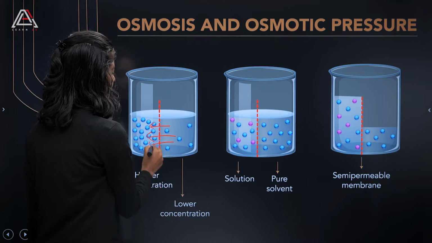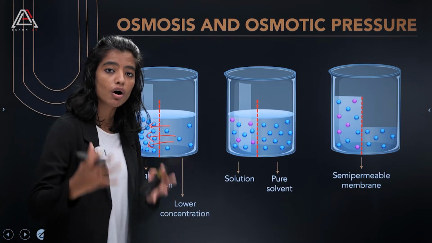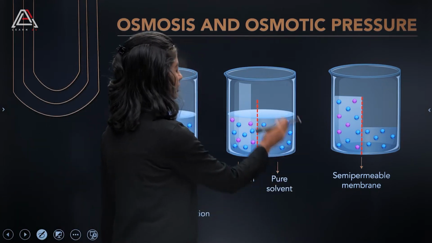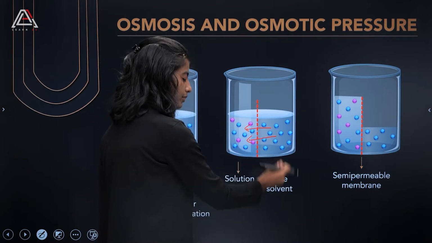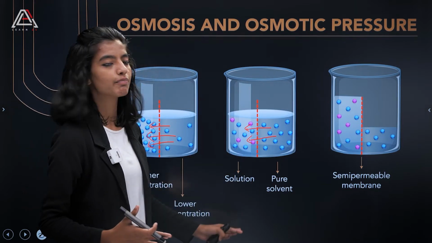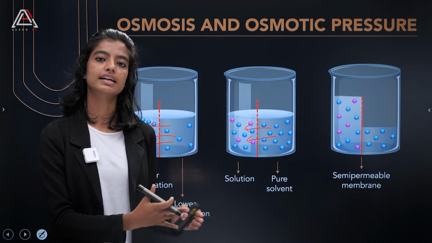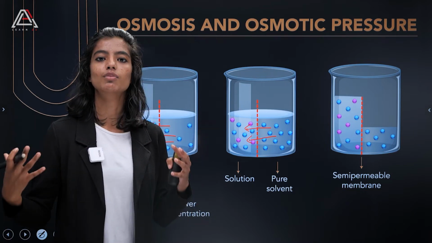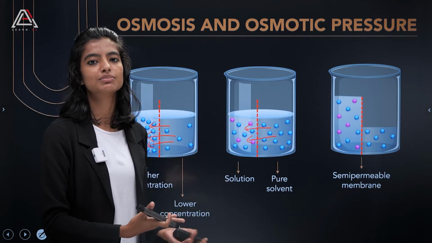The solvent particles will move from here to here through a semi-permeable membrane, or the solvent particles will move from pure solvent side to the solution side through a semi-permeable membrane. And you know what? This semi-permeable membrane will only allow the passage of solvent particles, not the passage of solute. They only pass the solvent molecules. Now, you have a clear view about the osmosis, right?